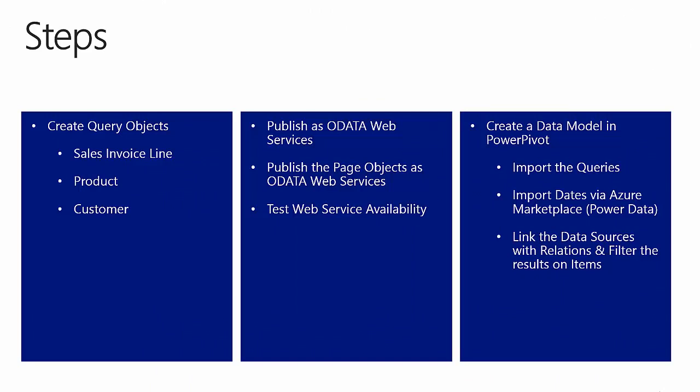In step 1, we will create query objects for sales invoice lines, products, and customers. In step 2, we'll then publish the query and page objects as OData Web Services and test the availability. And in step 3, we will create a data model by using Power Pivot, and we will import the queries and also a date dataset via the Azure Marketplace. And then we will link the data sources by creating relations and filters in Power Pivot.